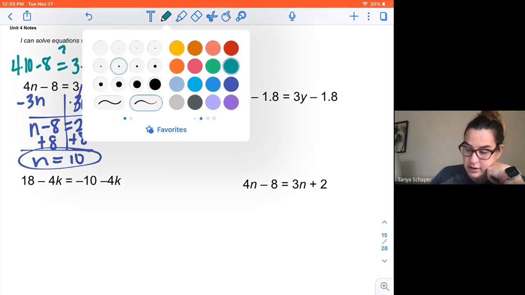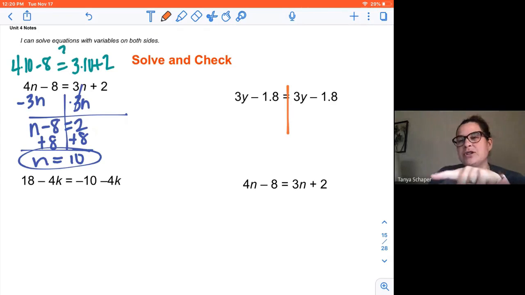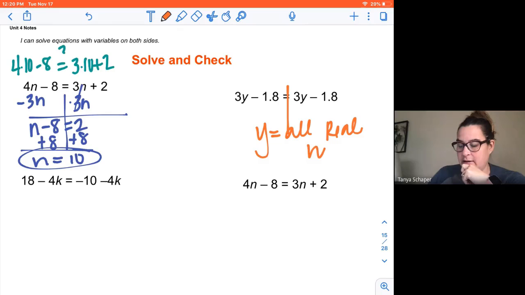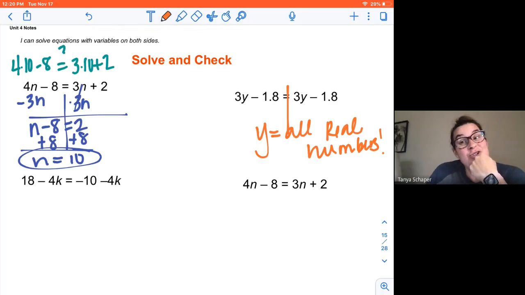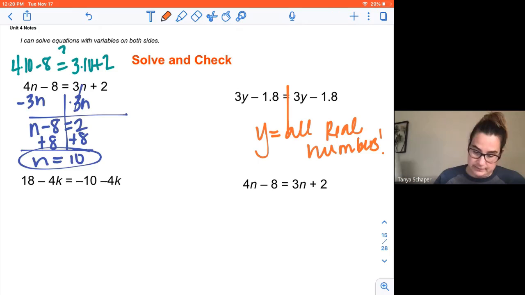I see here that 3y minus 1.8 is equal to 3y. Wait a minute. When I look at this equation, the left is the exact same as the right. And I know that if the left is the same as the right, I can say that y equals all real numbers. That's all I had to do because I recognized that the left and the right are the exact same thing. Super cool. All right, let's take a look at the next one.